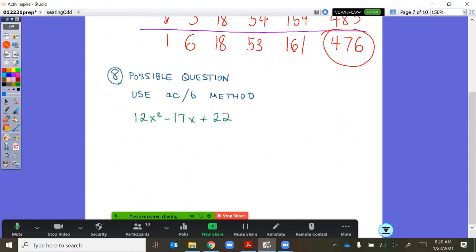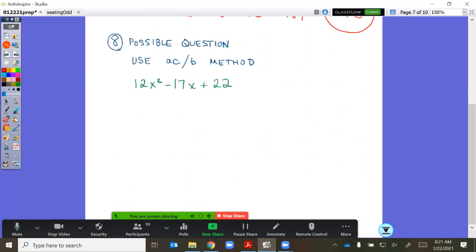Okay, so I was thinking about having an ACB problem on the test. What's the ACB method? This would be it if I had this. I don't know if I'm gonna have it or not. I like having more questions that way.